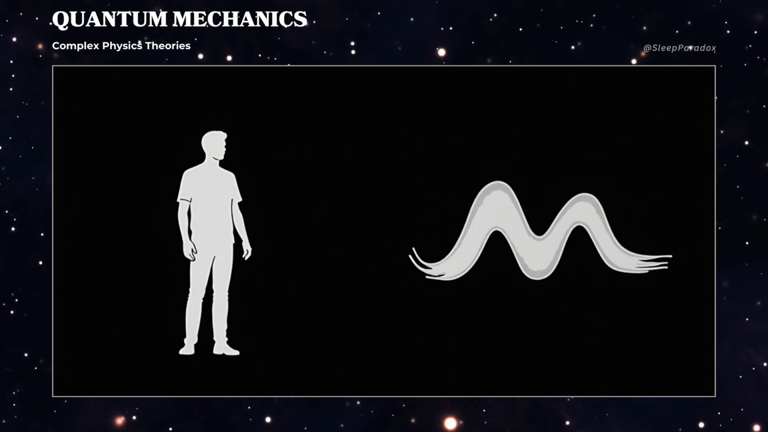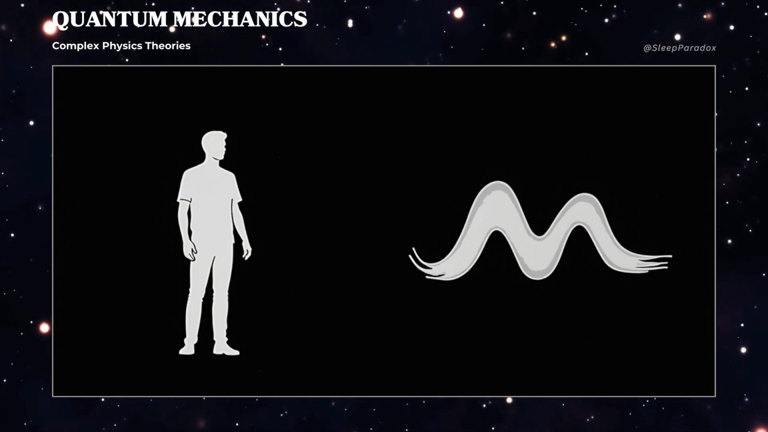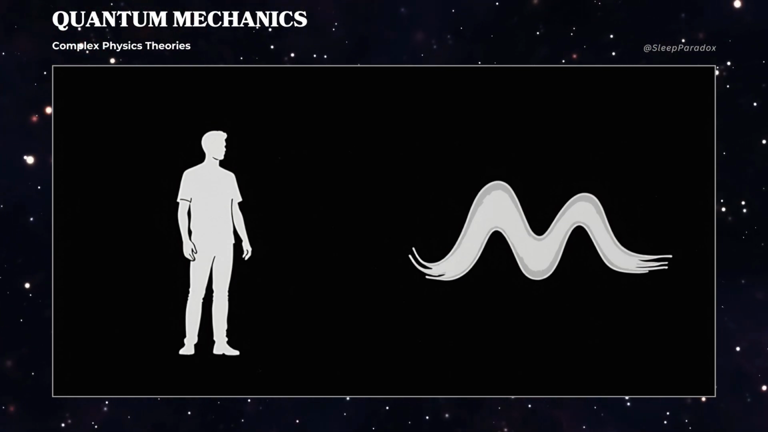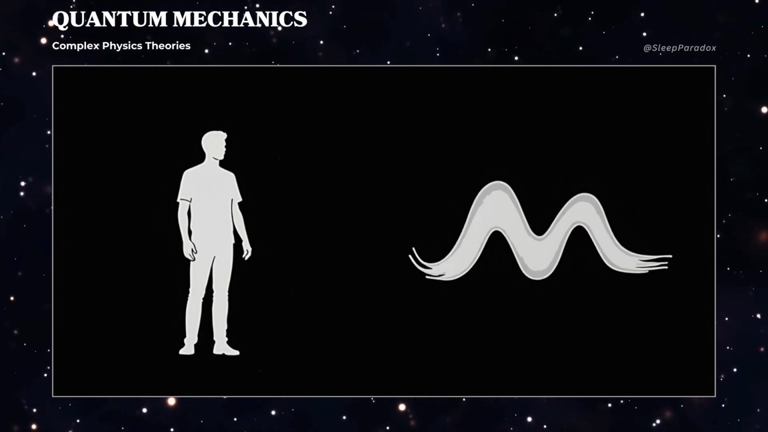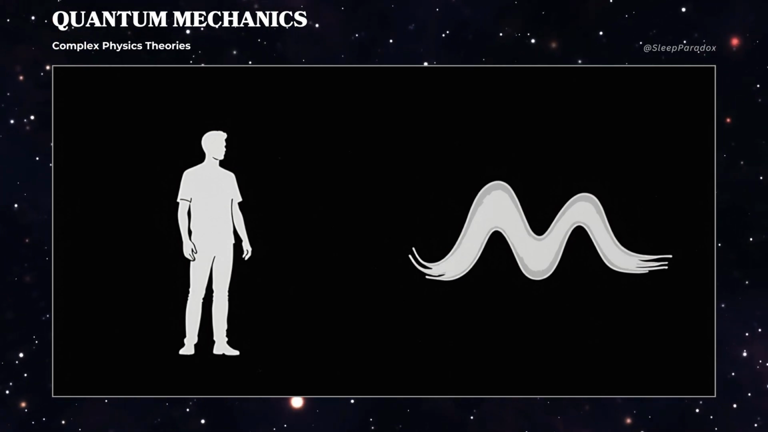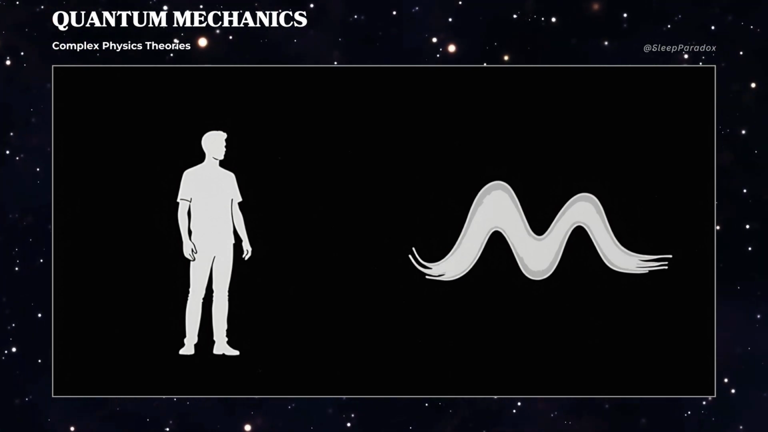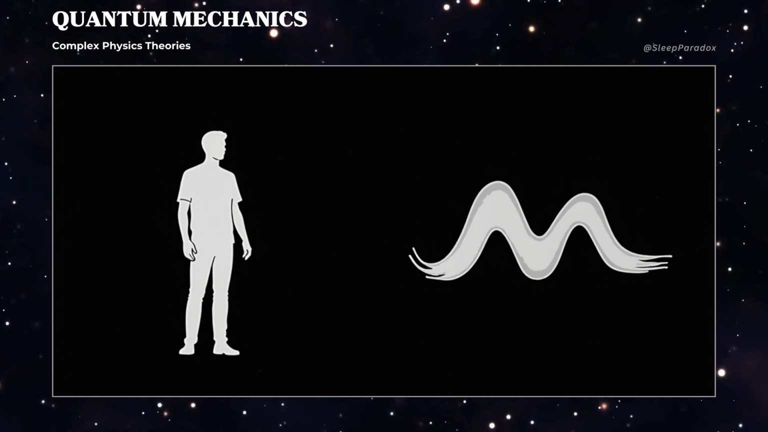In classical mechanics, if you know an object's position and velocity, you can predict exactly where it will be at any moment in the future. But in quantum mechanics, particles do not have definite positions or velocities until they are measured.